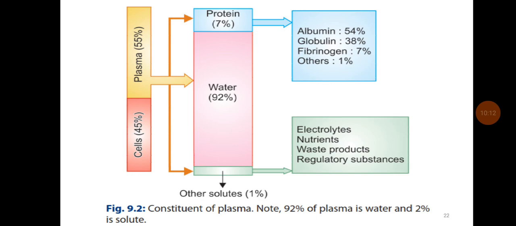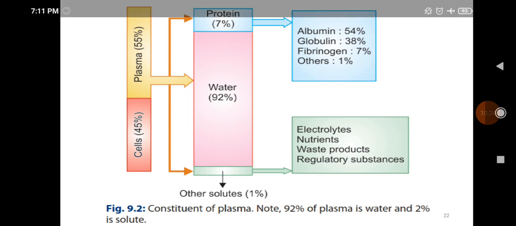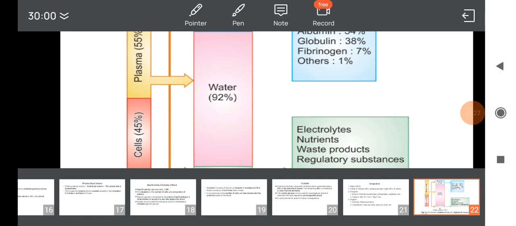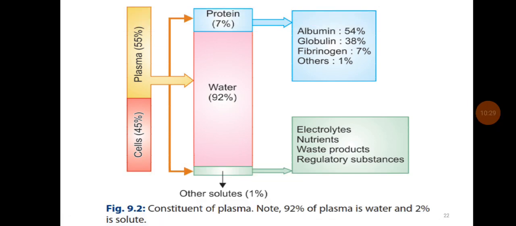If you see the diagrammatic representation of the blood, it is made up of 45% cells and 55% plasma. The plasma is 92% water and 7% protein. The proteins are albumin, of which 54% is albumin, globulin is 38%, fibrinogen makes 7% and others 1%. Whereas the other solutes are made up of electrolytes, nutrients, waste products, and regulatory substances.